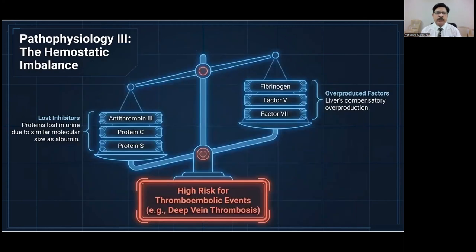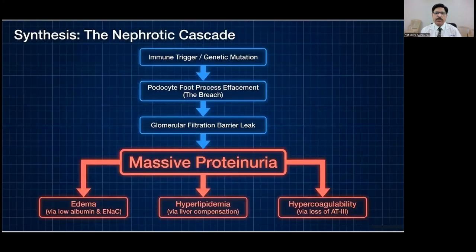About pathophysiology 3, the hemostatic imbalance: antithrombin 3, protein C and protein S are lost in the urine, and fibrinogen, factor 5 and factor 8 are overproduced. These together produce a high thromboembolic risk, or venous thromboembolism. Now, synthesis of all 3. The immune trigger or genetic mutation causes podocyte foot process effacement or a breach in the slit diaphragm, the glomerular filtration barrier is leaking, and massive proteinuria occurs, with edema, hyperlipidemia and hypercoagulability. All 3 I have explained.